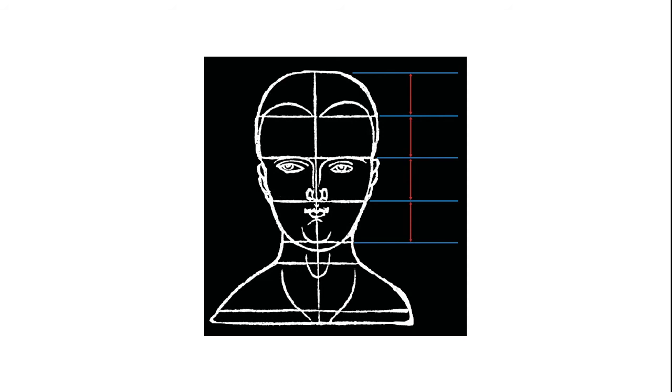The next is vertical craniofacial tetrasection. This proportional canon was described by Albrecht Dürer. The head may be vertically divided into quarters. The upper quarter is vertex to trichion. Forehead is trichion to glabella. Upper head is glabella to subnasale. Lower face is subnasale to menton.